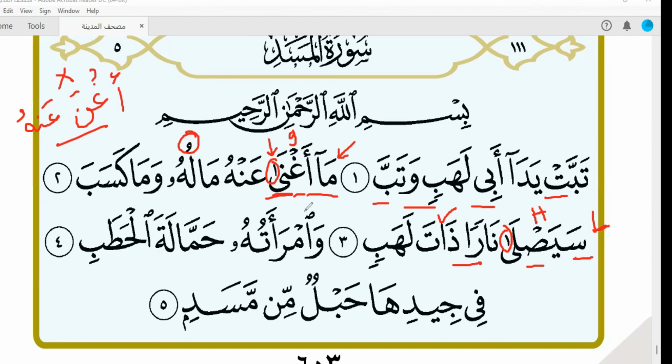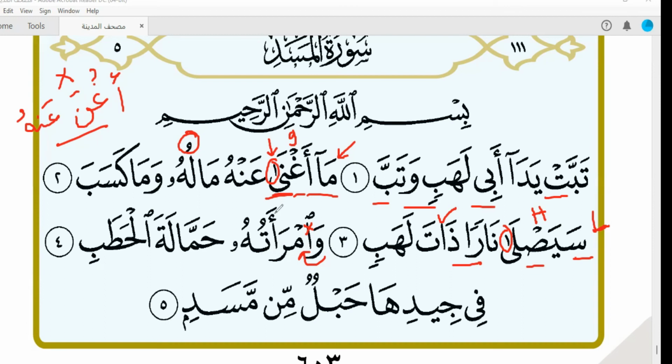All right, this is Hamzatul Wasl. You should not pronounce it when it comes between 2 letters. It's silent. Wamra'atuhu, not wa'amra'a, not wa'imra'a. Okay? Do not pronounce Hamza. Ignore it. It's not there. It's like it's not there. Connect wow with meem. Ra heavy. Wamra'atuhu. Don't say ra. This is heavy.